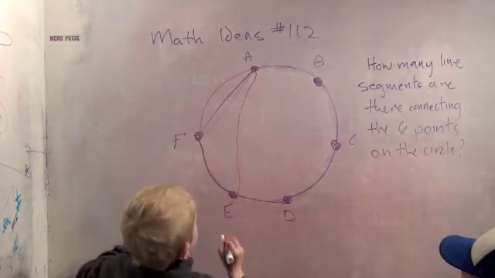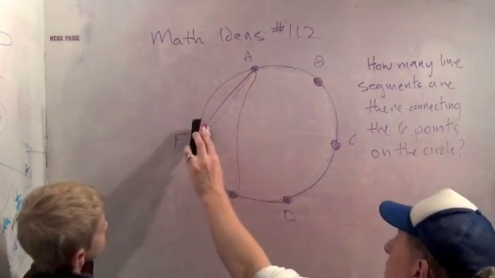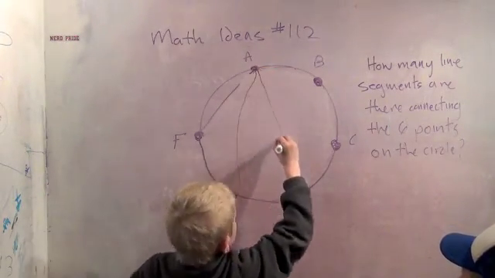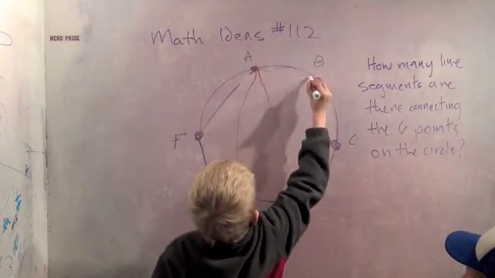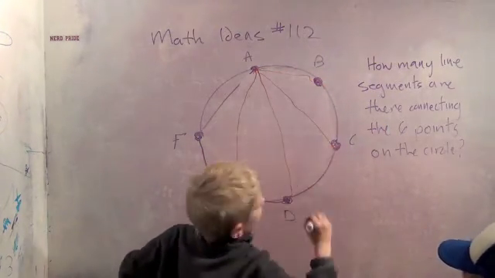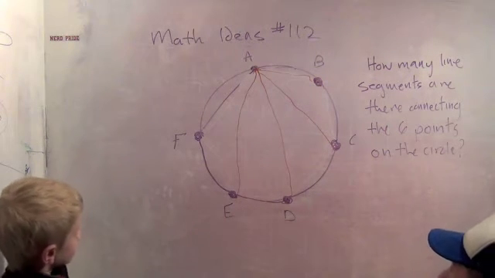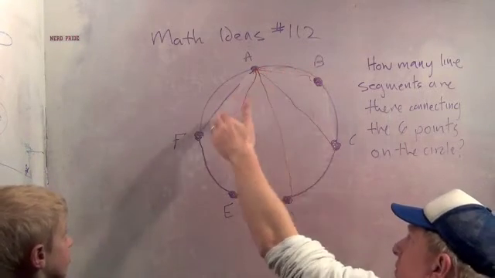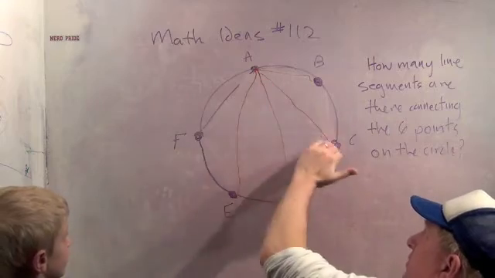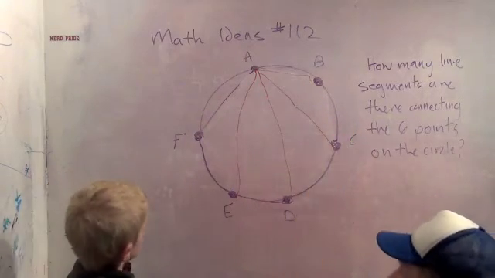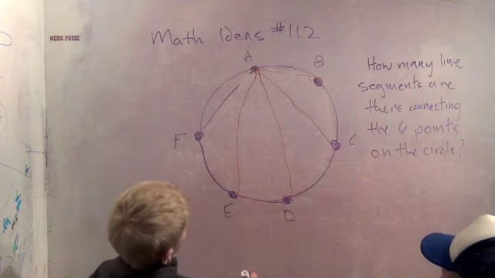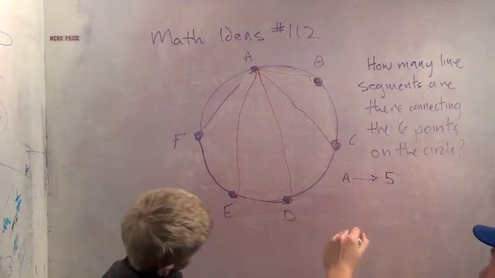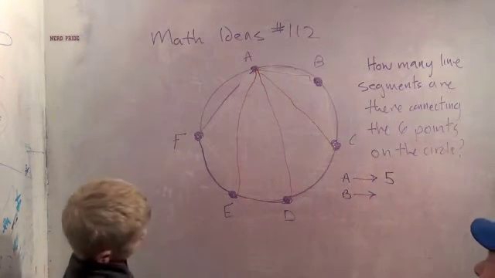Start at A, and draw all the ones that go out of A. 1, 2. Oh, we already had that one, so that's okay. That's 2, 3, 4, 5. Okay, and what would be a good way to draw all the ones from A systematically? Go to 1, 2, 3, 4, 5. You just go around the circle. Now we can do it from point B. So we drew in from A, we drew 5. Now let's see how many new ones we draw from B.